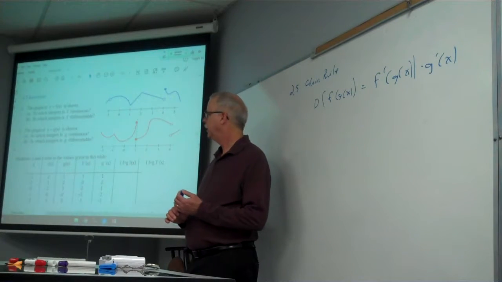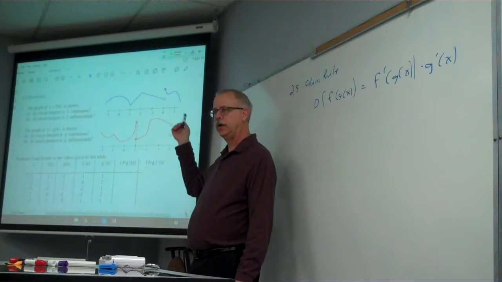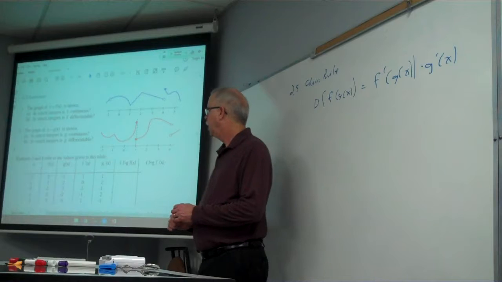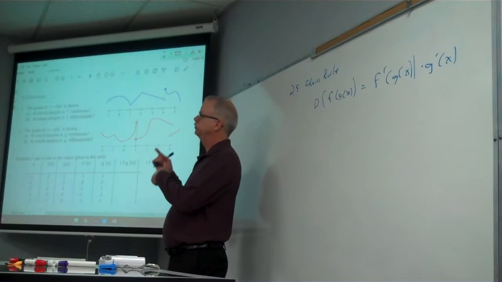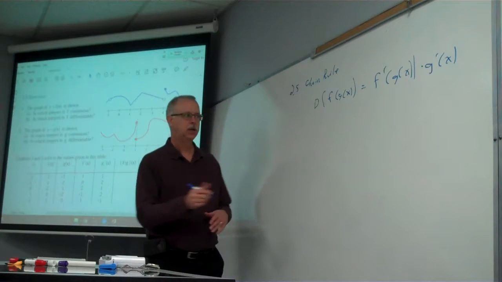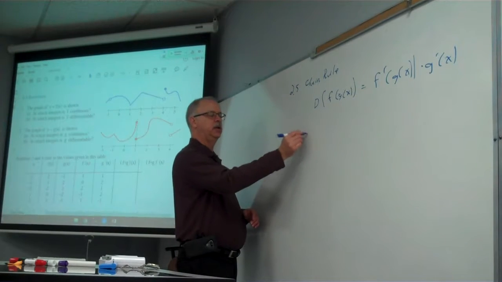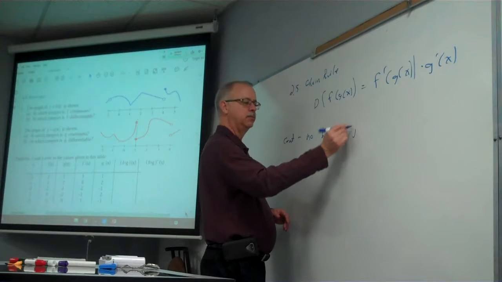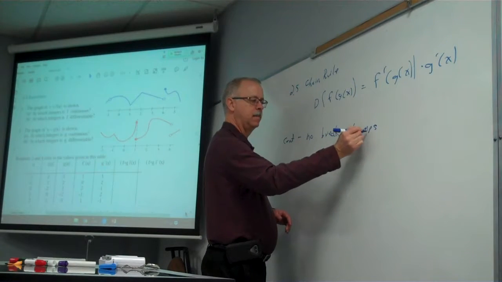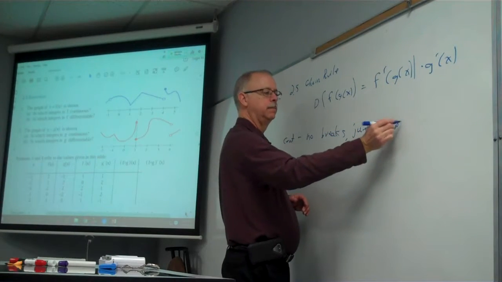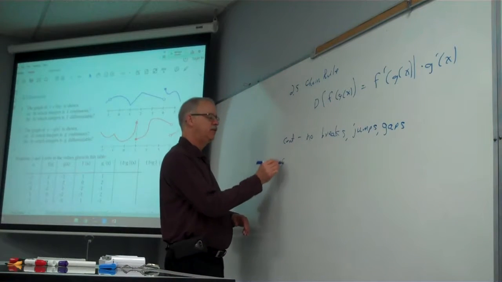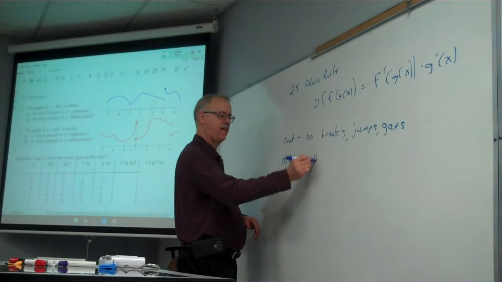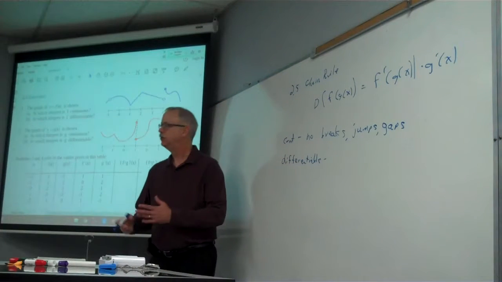I'm not sure I got to what question 1 addresses, so let's just go through question 1. We had talked about continuous a few sections ago. The idea of continuous is no breaks or jumps or gaps. Whereas the idea of differentiable is the tangent line exists.